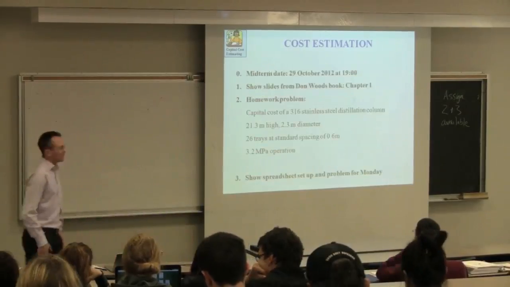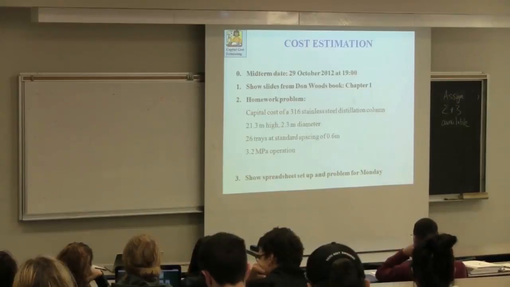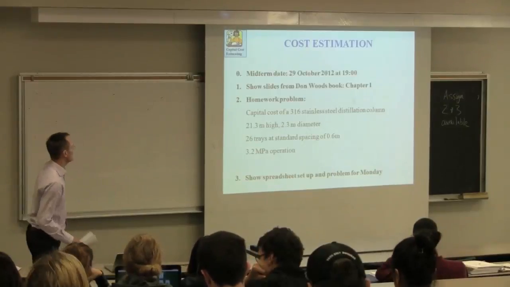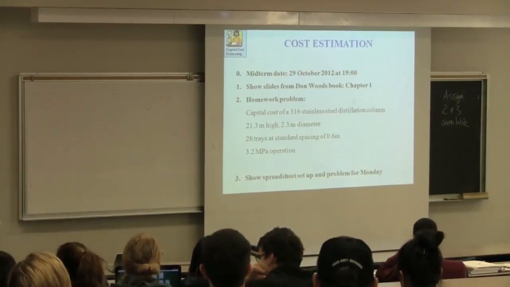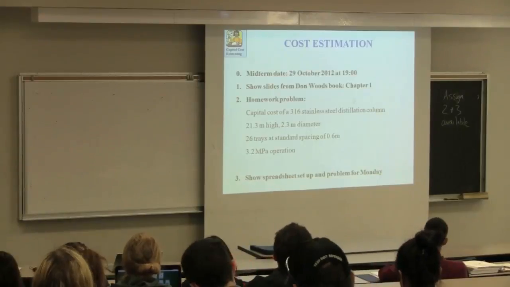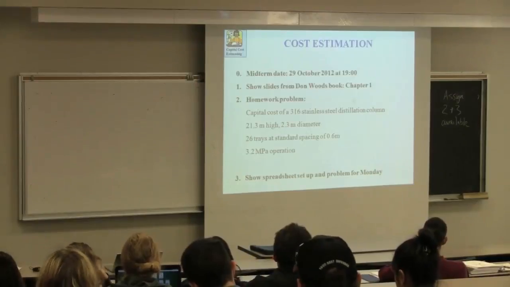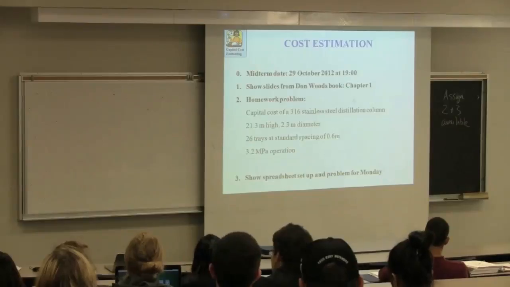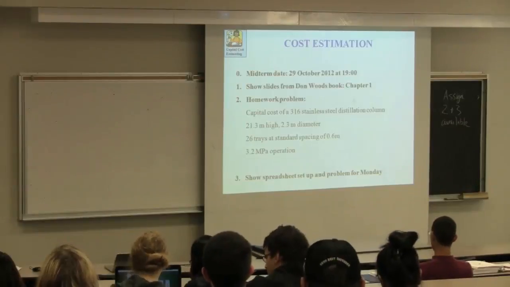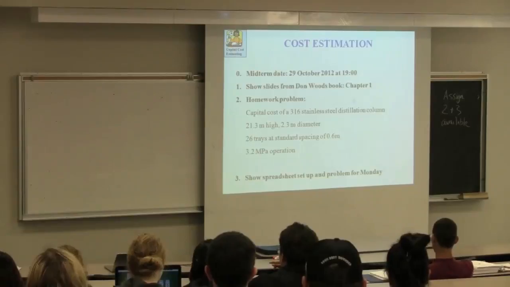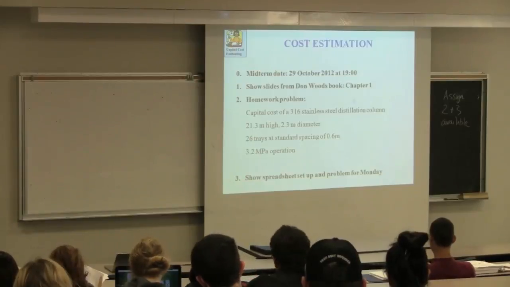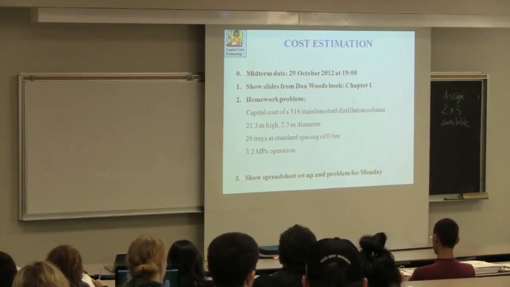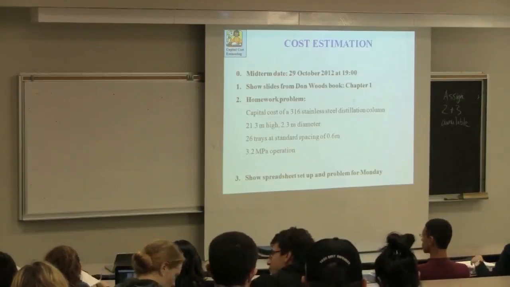So the next point I wanted to cover quickly was that homework problem from the distillation column. I posted on the course website that we were looking at estimating the capital cost for the distillation column made from stainless, with that height and diameter, with a standard spacing of 0.6 meters between the trays, and operating on 3.2 inches. Did anyone get a cost for it, even in 1970 dollars? Rough number?